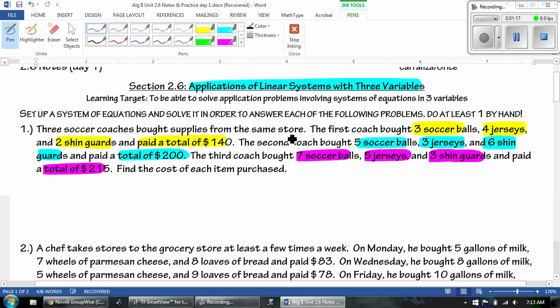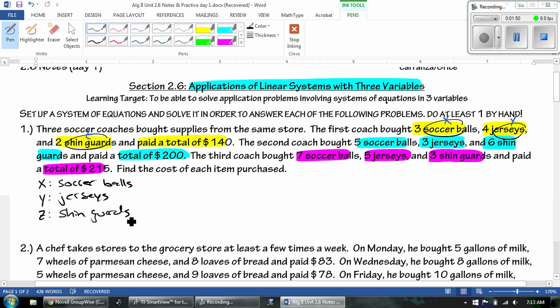Well, what were all the items that they purchased? Soccer balls, jerseys, shin guards. So those are x, y, and z. Remember, the first thing we have to do is set up what each one of these equals. So x is our soccer balls, y is our jerseys, and z is our shin guards.